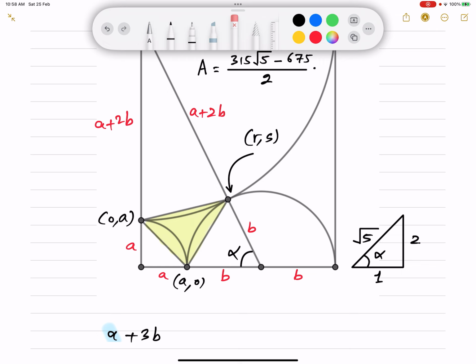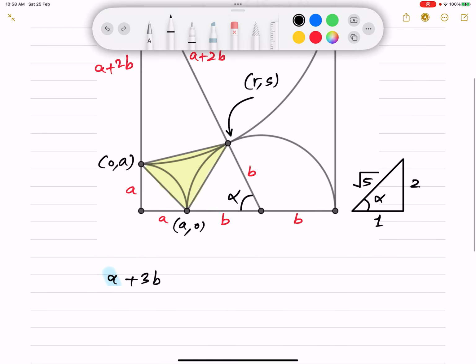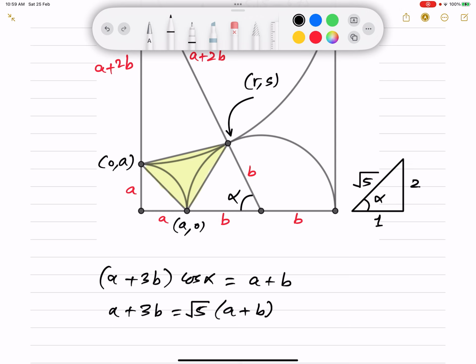Let me erase this. Okay, good. So A plus 3B. If we multiply this by cosine of alpha, we're going to get the base, which is basically A plus B. And cosine alpha from the right triangle on the side here is basically 1 over the square root of 5. So if we multiply both sides by the square root of 5, we get that A plus 3B is equal to the square root of 5 multiplied by (A plus B). Good.